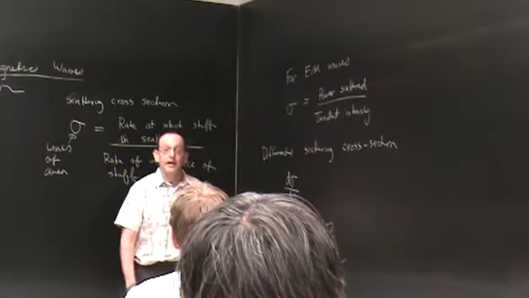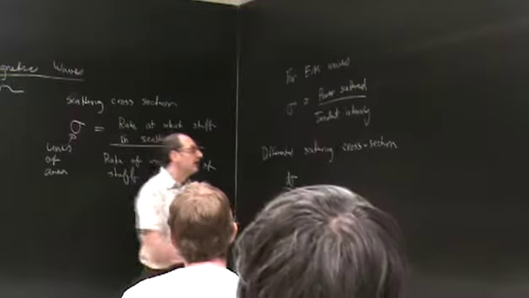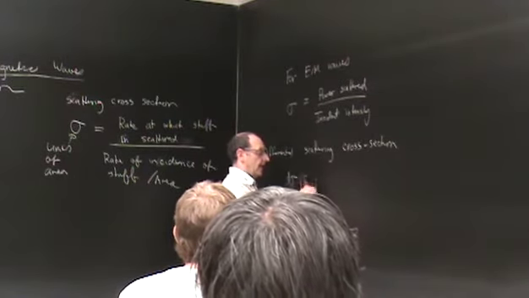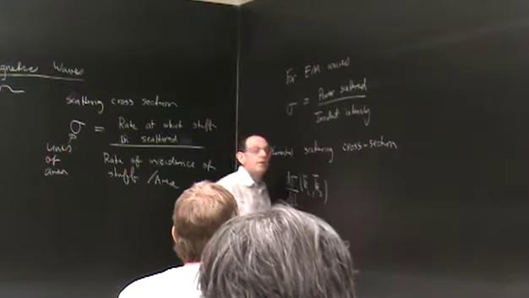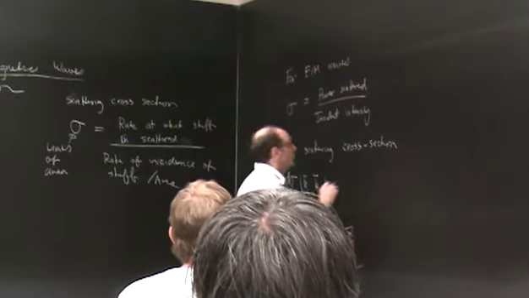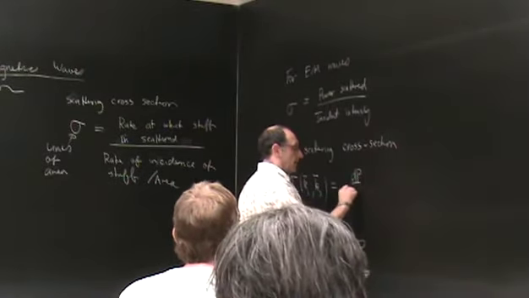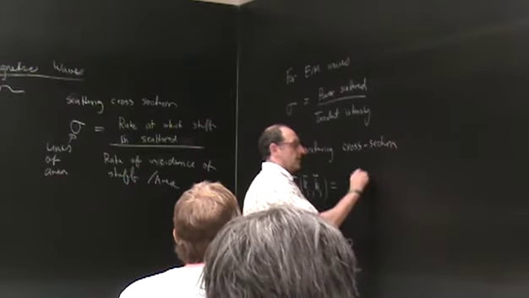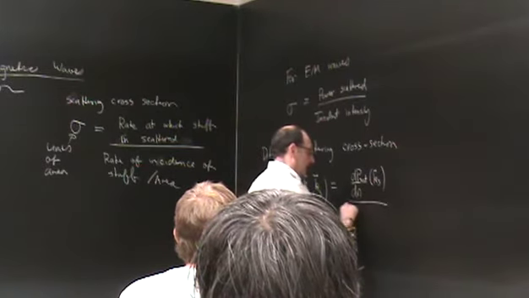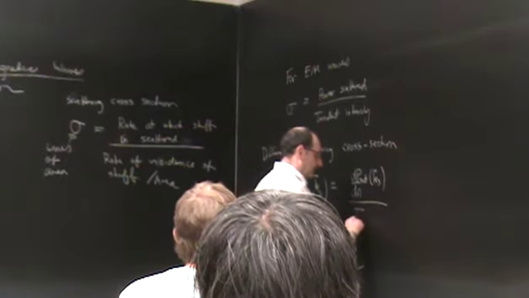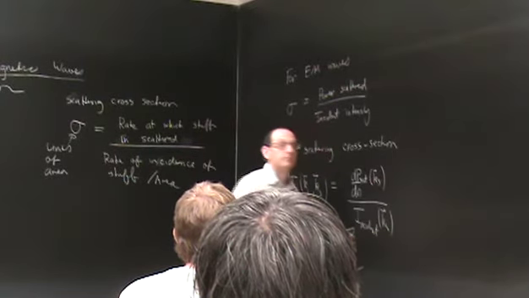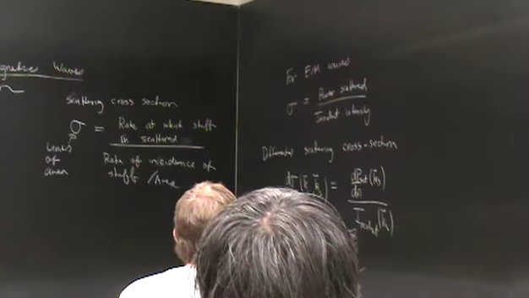So the differential scattering cross-section per unit solid angle, given a certain incident wave vector and scattered wave vector here, would be equal to the differential power scattered into that wave vector divided by the incident intensity in that wave vector.